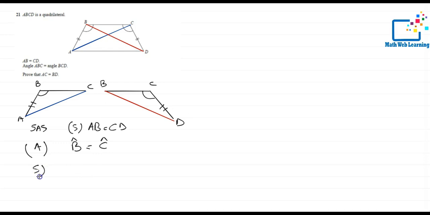And the second side is the common side BC, is equal to CB, is common, okay? BC is equal to CB, right? It's common to both.